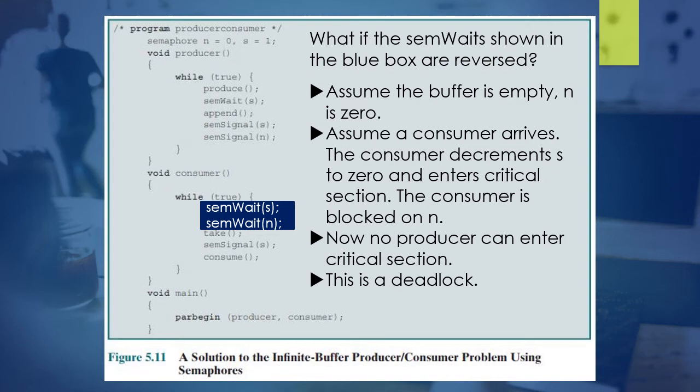Okay, let us assume that the buffer is empty. So N is 0. Assume that a consumer arrives. The consumer decrements S to 0 and enters the critical section. The consumer is blocked on N because the buffer is empty and N is 0. Now, the consumer has already entered the critical section, so no producer can enter the critical section. The consumer is blocked. A producer cannot get into the critical section. This is a deadlock. This is a good example of the subtlety of semaphores and the difficulty of producing a correct design.